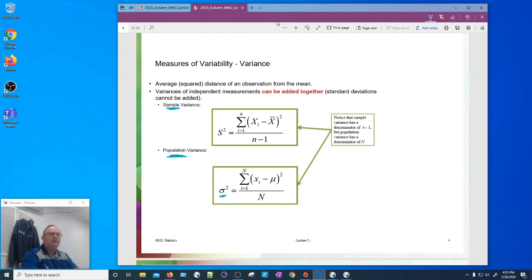The difference between the two is the population is divided by n and the sample is divided by n minus 1. That's to do with the difference in the sampling errors that get generated as we sum them together. So there's a little revision of that in the Devore text.